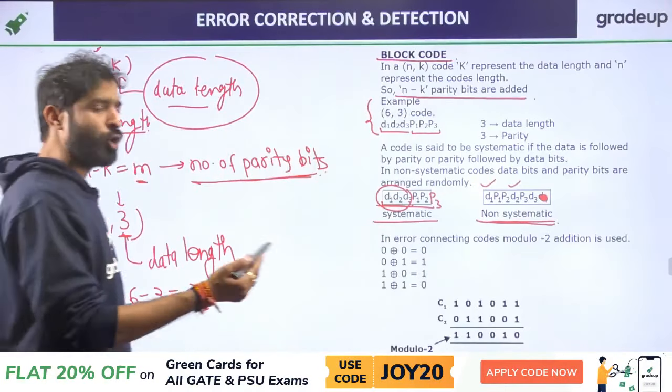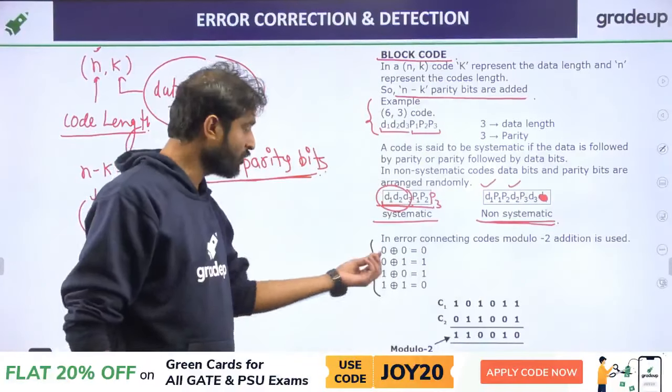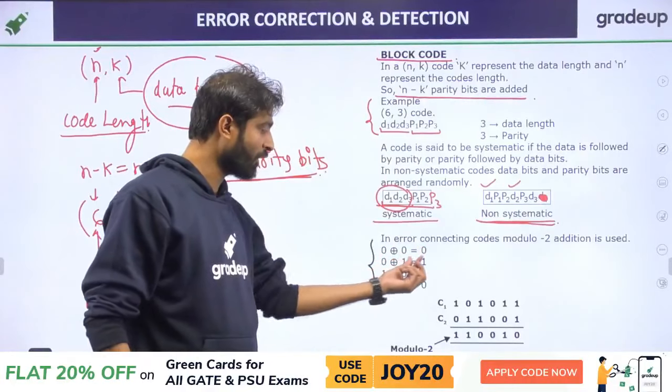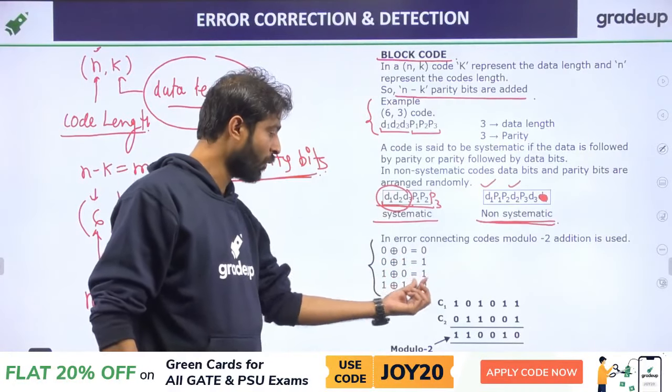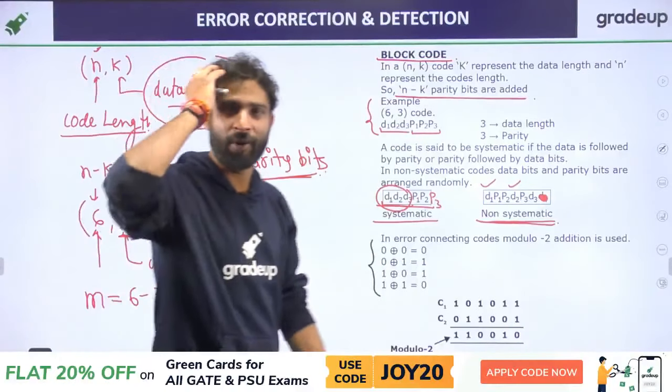so modulo 2 addition is nothing, it is just XORing. So you all are aware 0 XOR 0 equal to 0, 0 XOR 1 equal to 1, 1 XOR 0 equal to 1 and 1 XOR 1 equal to 0, right? Okay, just give me the answer. Everybody just respond to me.